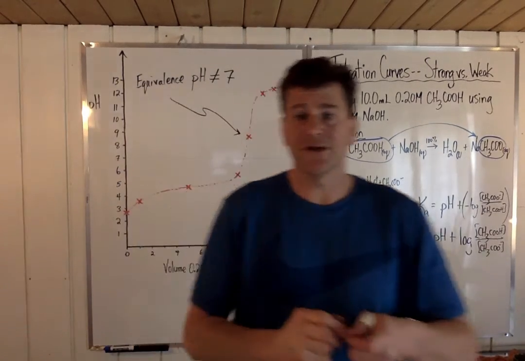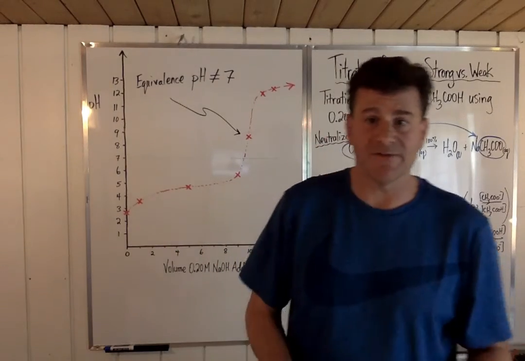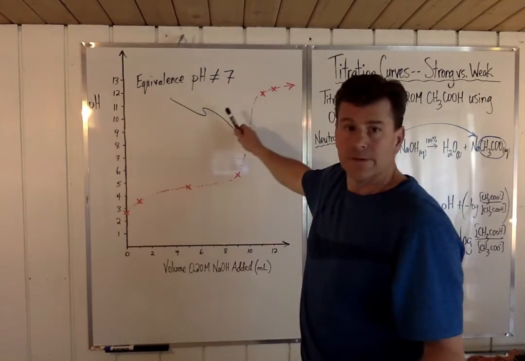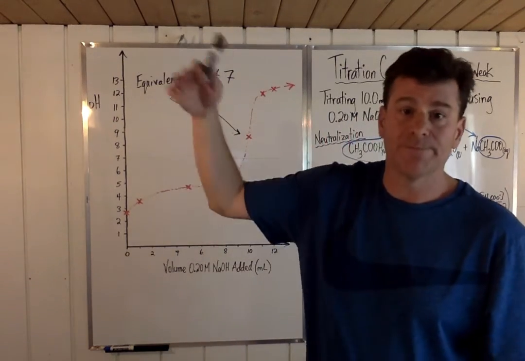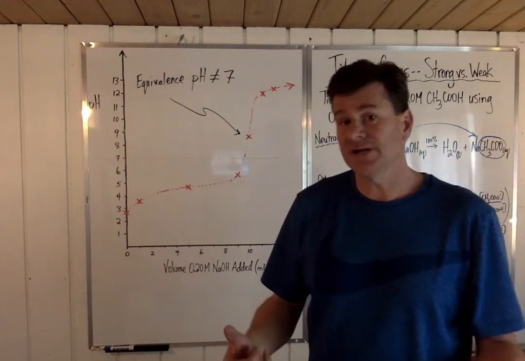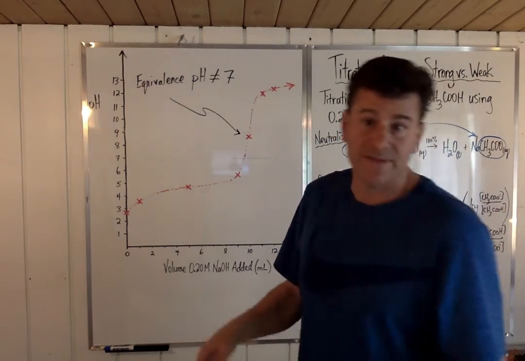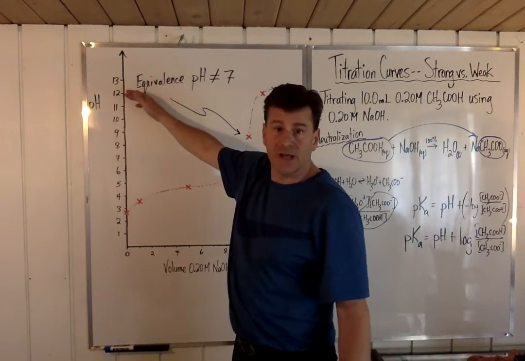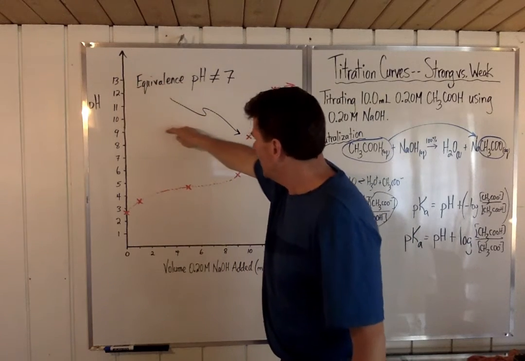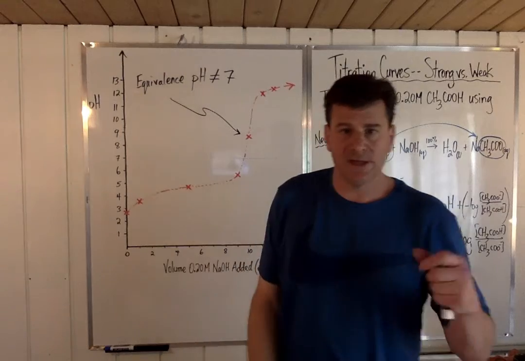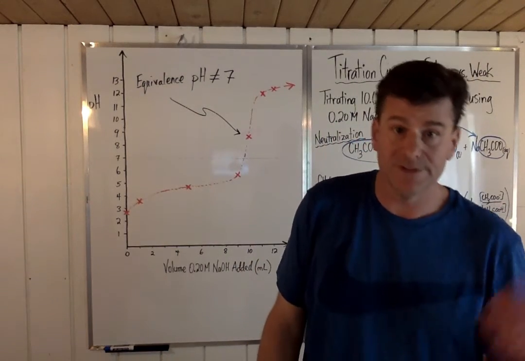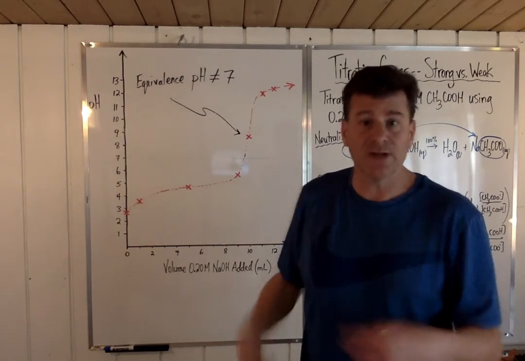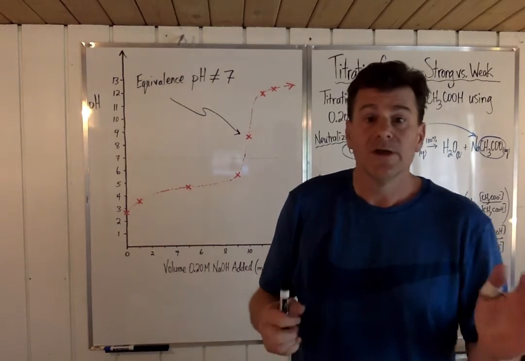Now, I'm just using the very generalized not equal to 7. I titrated a weak acid, and so therefore the equivalence point was above 7. If I titrated a weak base, then you take this curve and you kind of flip it upside down. It would have started up higher, it would have plateaued, and then it would have dropped, and the equivalence pH would have been below 7 if it was a weak base being titrated with a strong acid. Okay, so I just said not equal to 7.